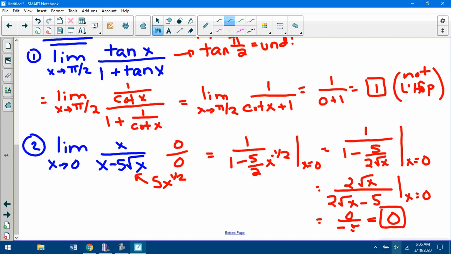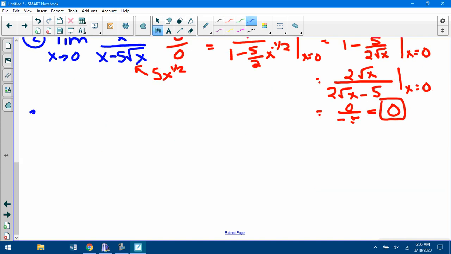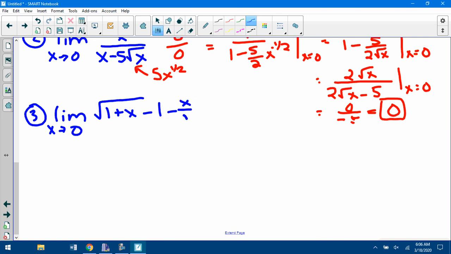Okay, last example for today. Let's do the limit as x goes to 0 of radical 1 plus x minus 1 minus x over 2, all over x squared. If you'd like to try this one on your own, by all means, pause the video and give it a shot. I think it's doable. If you'd like me to go through it, here we go.